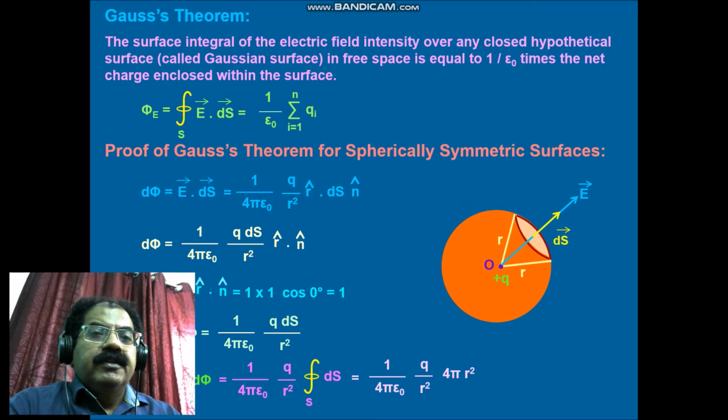Now if I rewrite, I get 1 by 4 pi epsilon naught here, 4 pi R square here, and Q by R square here. The 4 pi and 4 pi cancel, and R square also cancels, and what is left is Q by epsilon naught. This is the proof of Gauss theorem. This is a very important theorem, so please try this and practice it. Thank you.